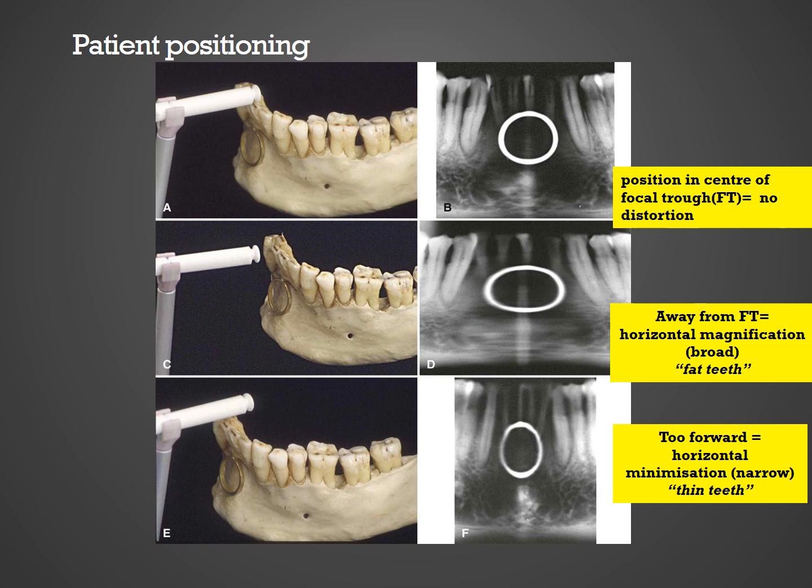So, this is an experiment in White and Farrow, your radiology textbook, where they've used a metal ring in the center of the incisal area and imaged it, placing the jaw exactly in the center of the focal trough. You see that the ring is exactly rounded and has no distortion. But if the jaw is away from the focal trough, then you see horizontal magnification of this ring, and the teeth look broadened and fattened out. And if the jaw is positioned way too forward in the focal trough, you see that there is minimization or narrowing of the ring, and the teeth also become thinned out or narrowed out. So that is the critical importance of the focal trough and of patient positioning in a panoramic radiograph.